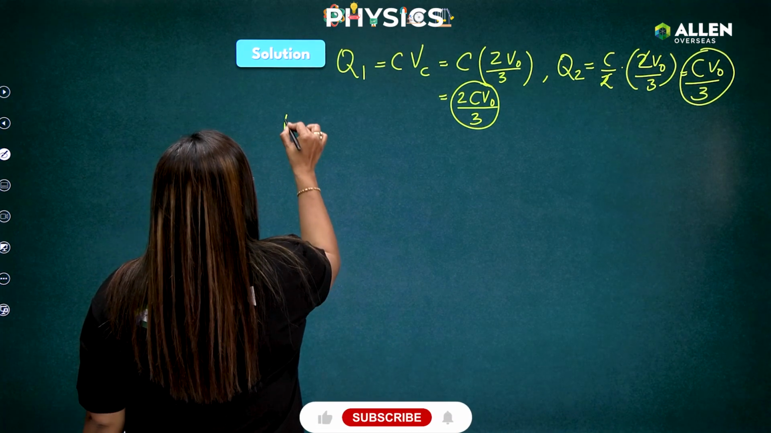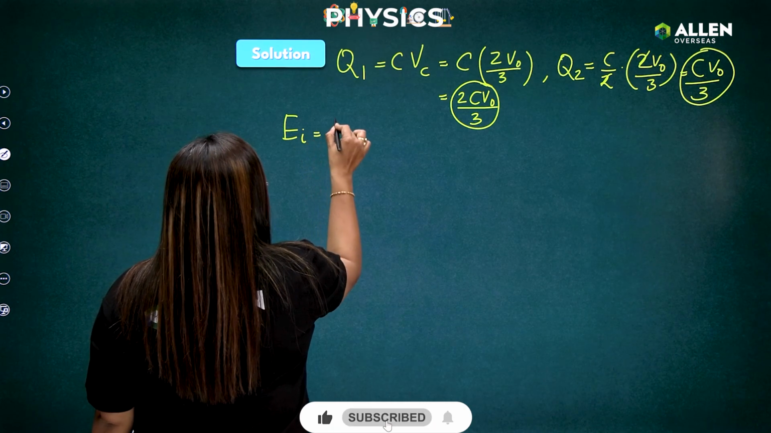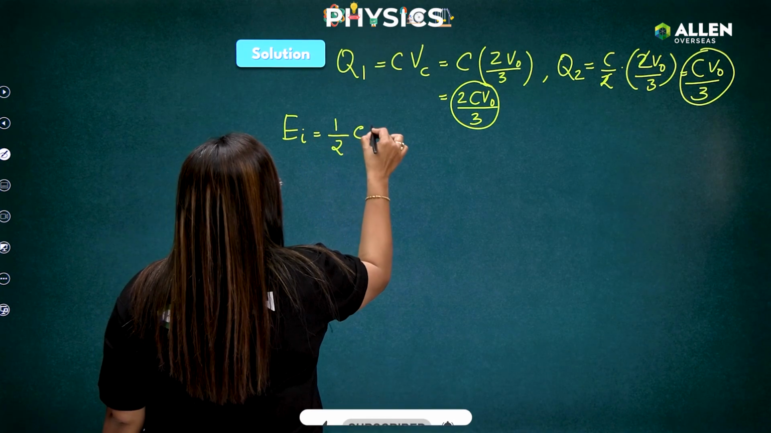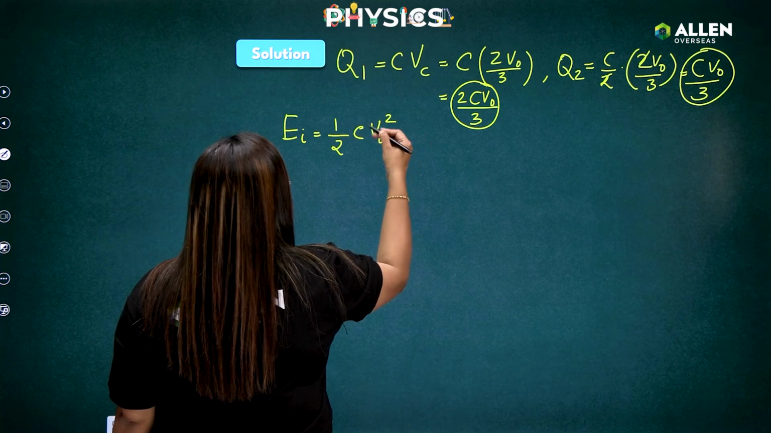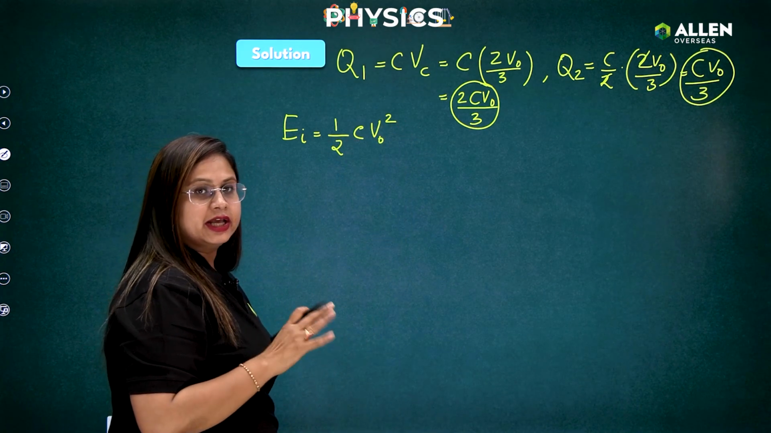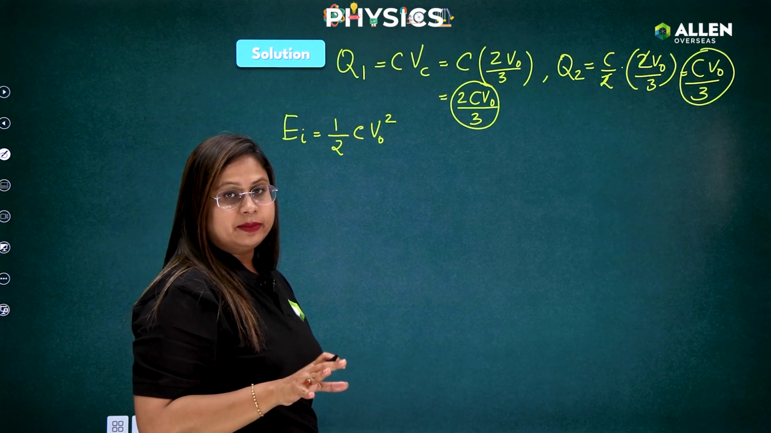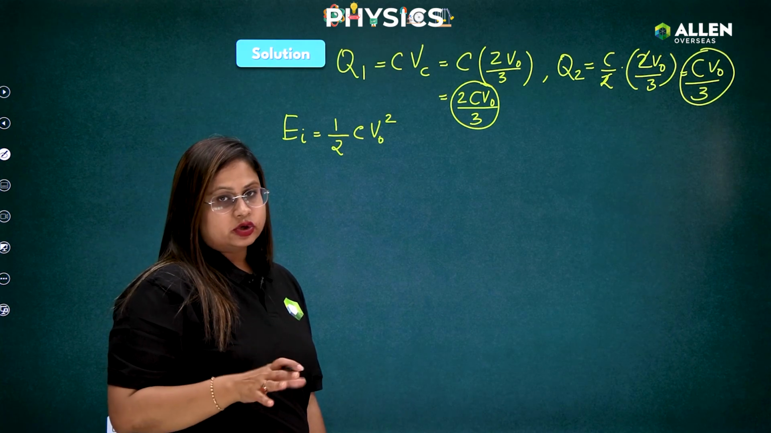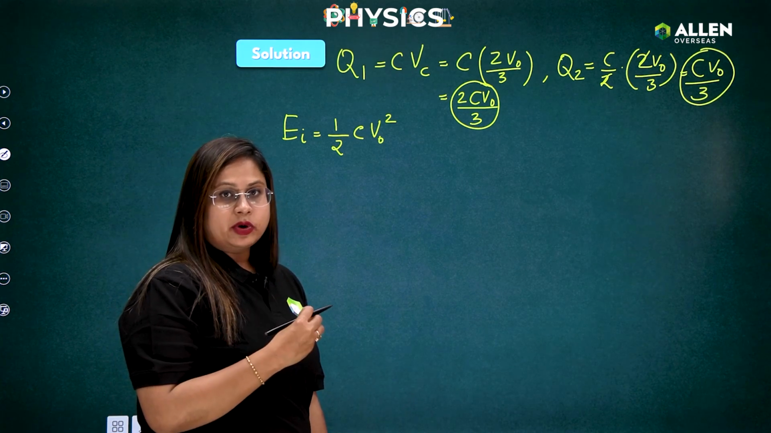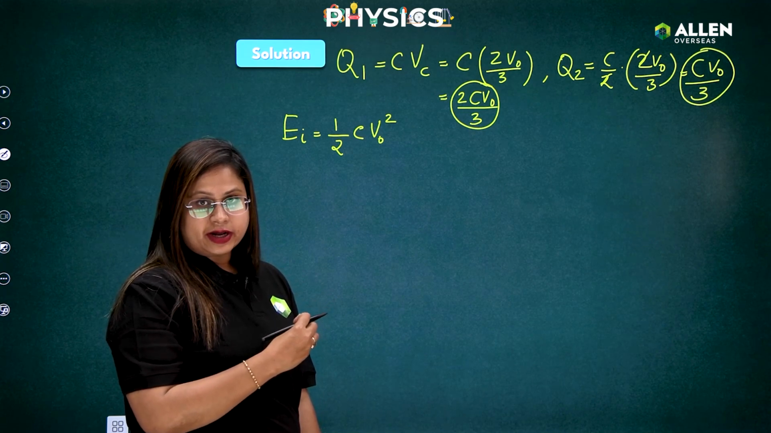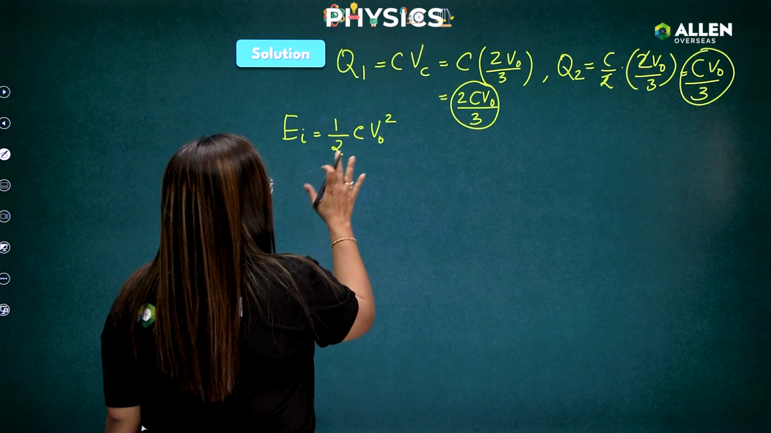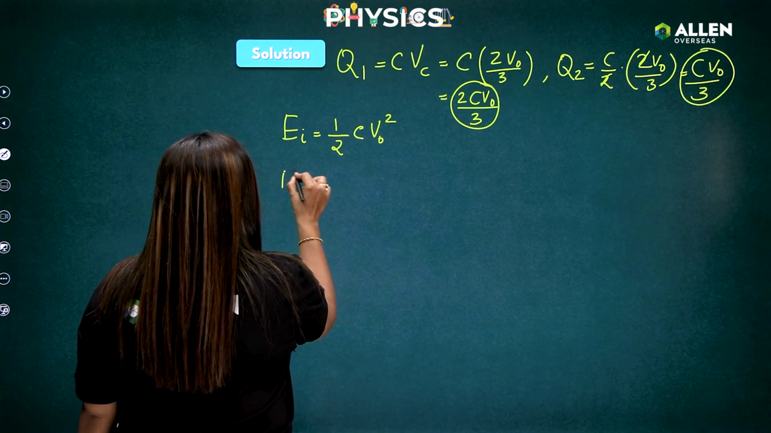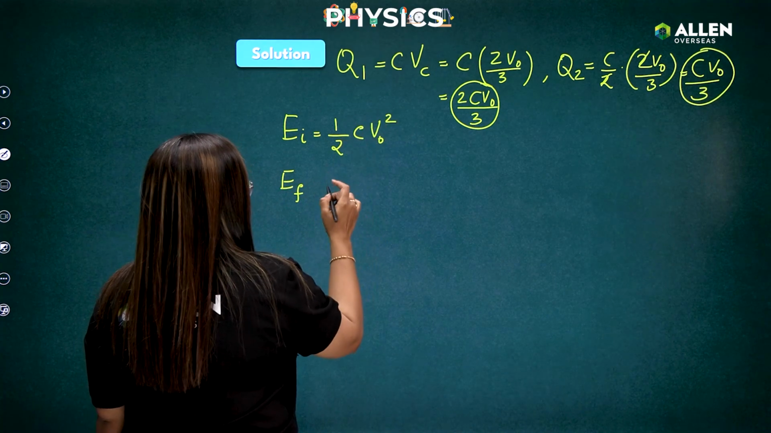Initially, E initial is equal to half C V naught square, because the second one was not containing any charge, it was not connected to any power supply, so it is not containing any energy. So the total energy stored is in the first capacitor, half C V naught square. Now both are going to store energy.